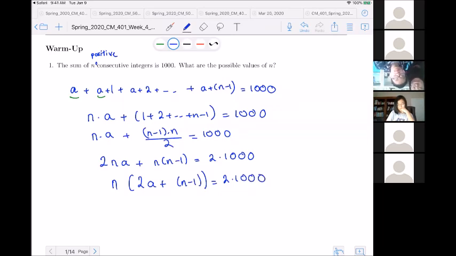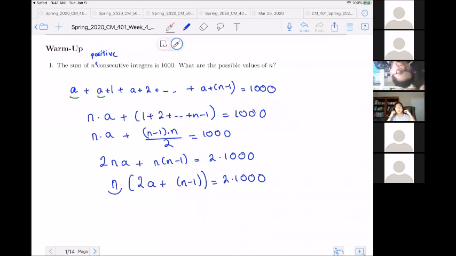We know that n is a positive integer. And then we also know that a is a non-negative integer, right? Because I started with 0, I have to go up to n minus 1.